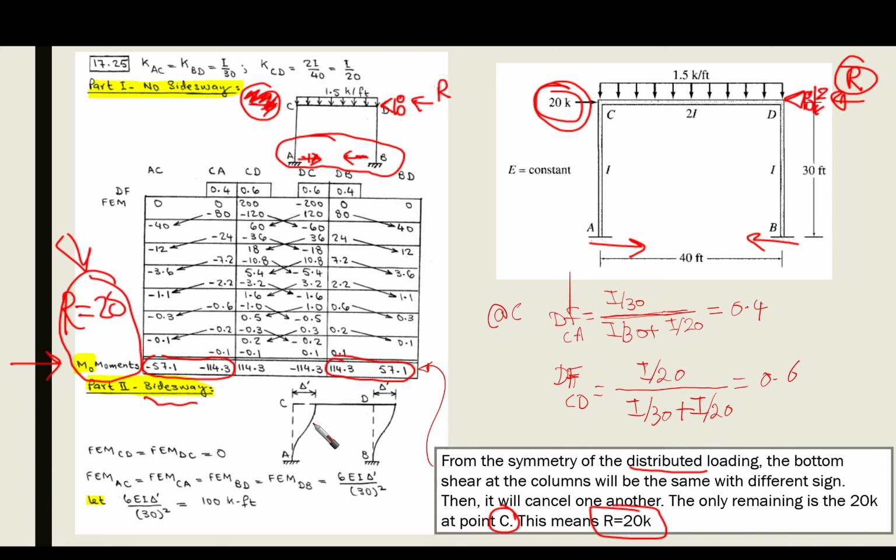As you can see here, side sway is allowed by putting some force Q here. As we have done before, instead of assuming delta prime, we are going to assume the fixed end moments that are going to be developed at column AC and column BD. We assumed them to be 100 k-foot. So the fixed end moments at A and C and B and D are exactly the same, because they are in the same direction. So we are assuming these fixed end moments to be 100.